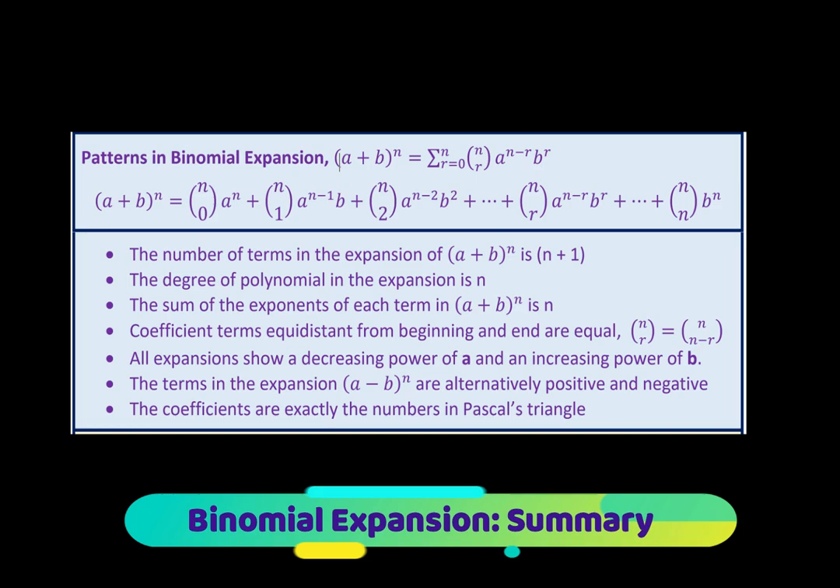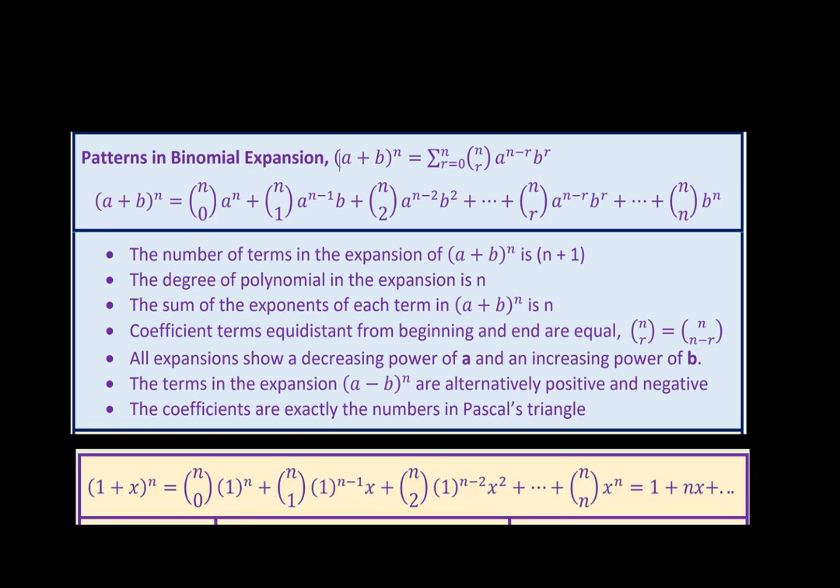The coefficients are exactly the numbers in Pascal's triangle. So we had related this to Pascal's triangle earlier. That is a review on binomial expansion, and now we are going to take a special case where in a plus b to the power of n, a is equal to 1, and we will expand 1 plus x to the power of n.